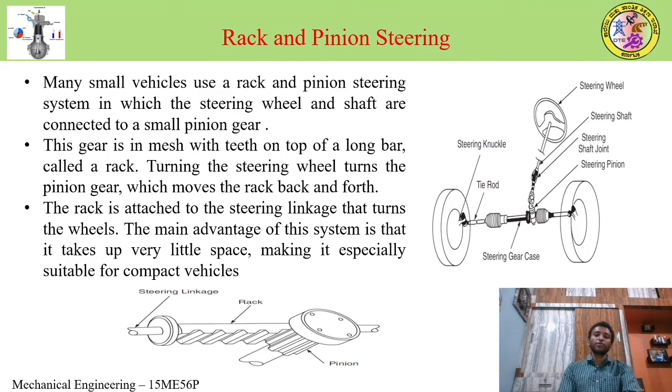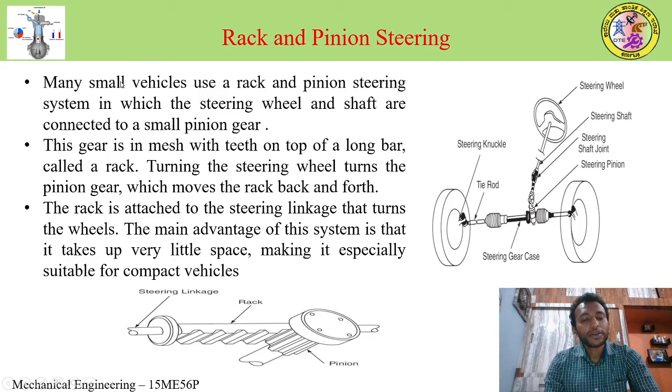So first, before going to the power steering, you have to understand the rack and pinion steering. You already know the rack and pinion arrangement. If you look at the sketch at the bottom, there is a pinion which is meshed with the rack. When the pinion rotates, the rack has a to and fro motion. On the right side there is a sketch which has a steering wheel and a gear case. The gear case is connected to the wheel through the tie rod mechanism.